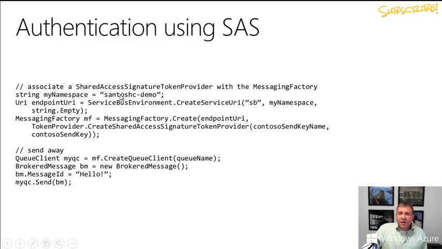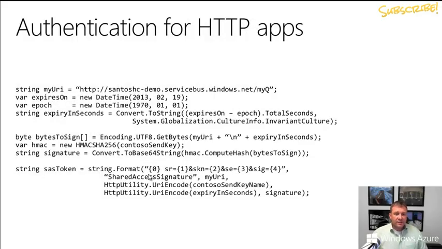So for instance, here my colleague Santosh set that up. We create a service URI, you create a messaging factory, and then you can create one of those new token providers, the shared access signature token provider, and then use that send key name and the send key per se. So that's where the key becomes relevant. You pick the key that you want in the send key, and then you can send the message using that.